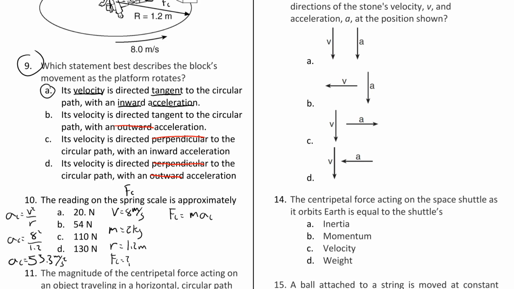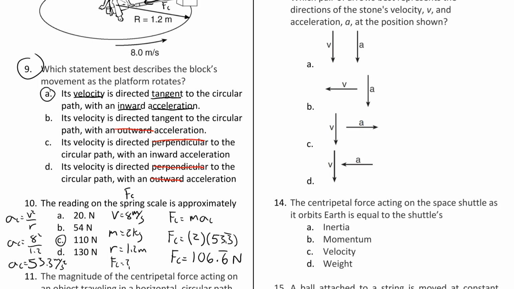So now we could plug this acceleration in over here. We're looking for the centripetal force, the force being read out by the spring scale. And you just double the acceleration that we just found. So you get 106.6 repeating newtons. And they say approximately, so in the answer choices, of course, there's no 106, so you've got to pick the closest thing. 110 is close to that. They're using some significant figures there, so they rounded it to 110 newtons.